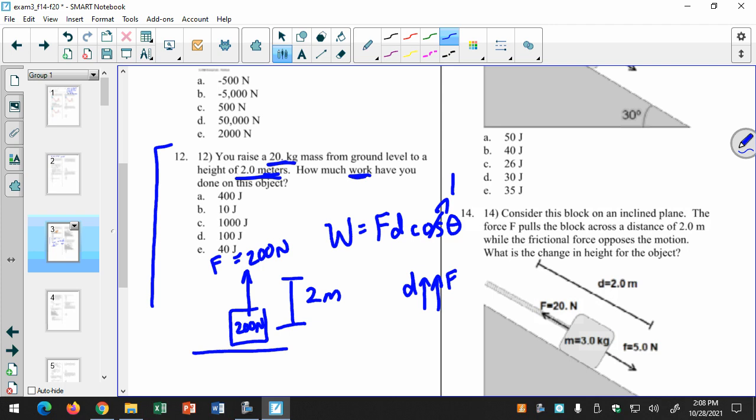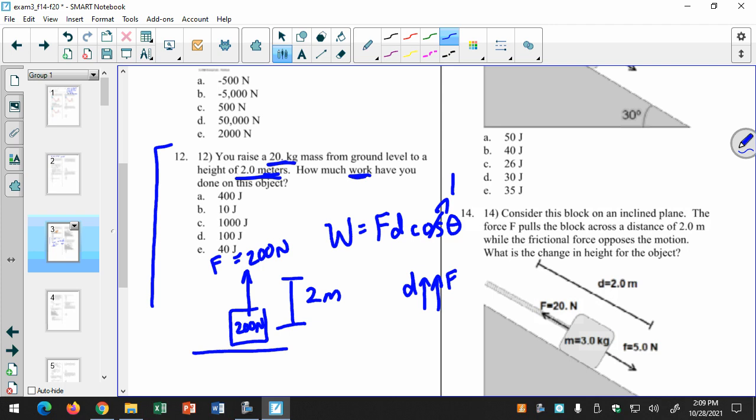Okay, because we know that the force we're exerting, when you lift this object, is an upward force. F is up, and the displacement is also in the upward direction, because you're lifting this object. If I lift this object going up, then its displacement is in the upward direction. Do you understand what I'm saying? Yeah.